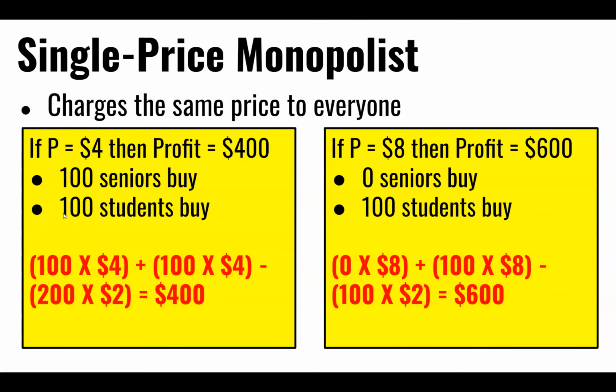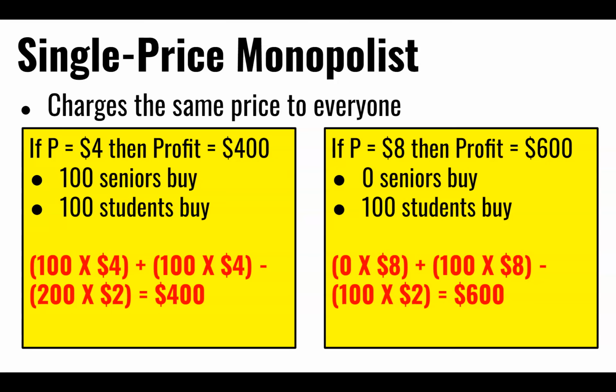If they are a single price monopolist, they'll charge the same price to everybody. So if they charge $4, then their profit would be $400. 100 seniors would buy their meal at $4. 100 students would buy it at $4. So there's $800 worth of revenue. Total costs, each meal costs $2 to produce, so they're producing 200 meals, $400 in costs, leads to a profit of $400.